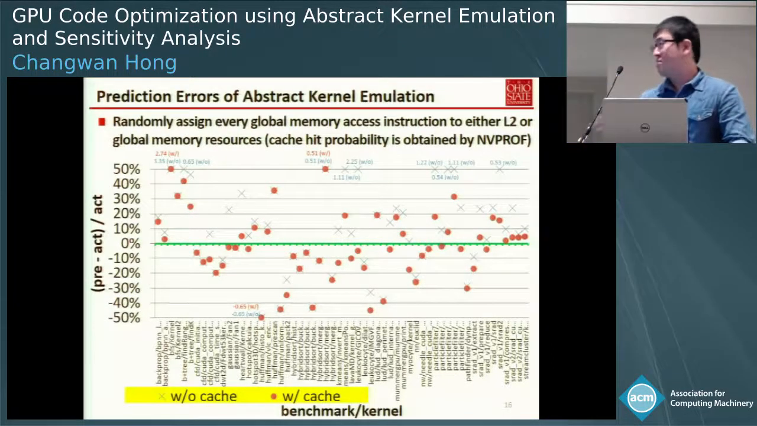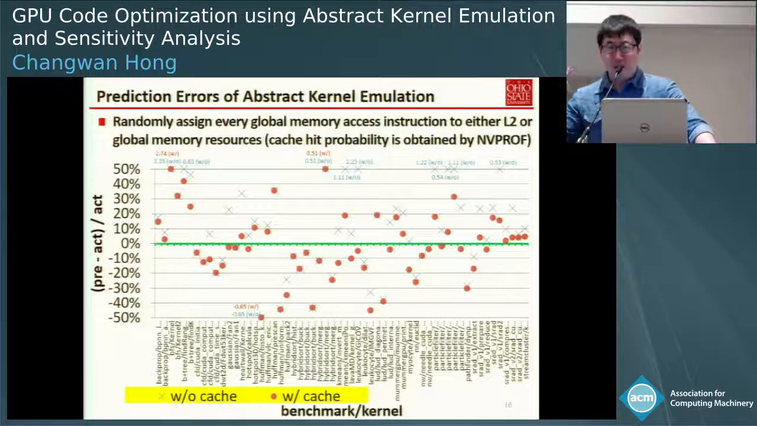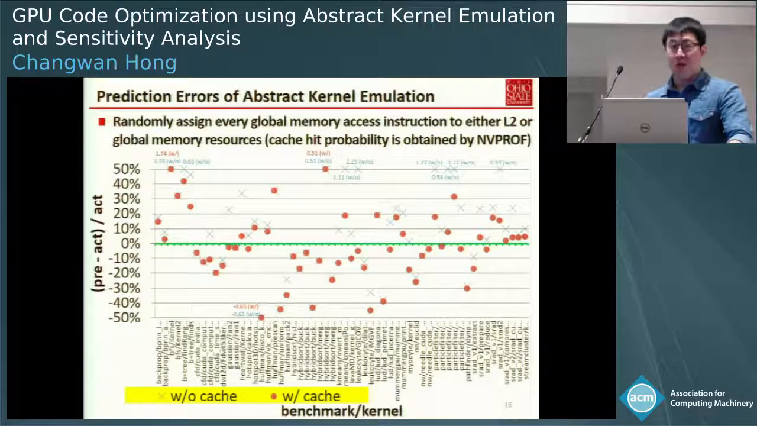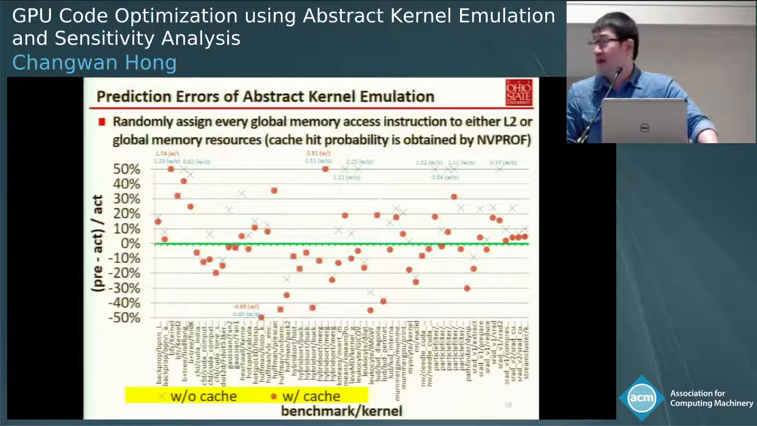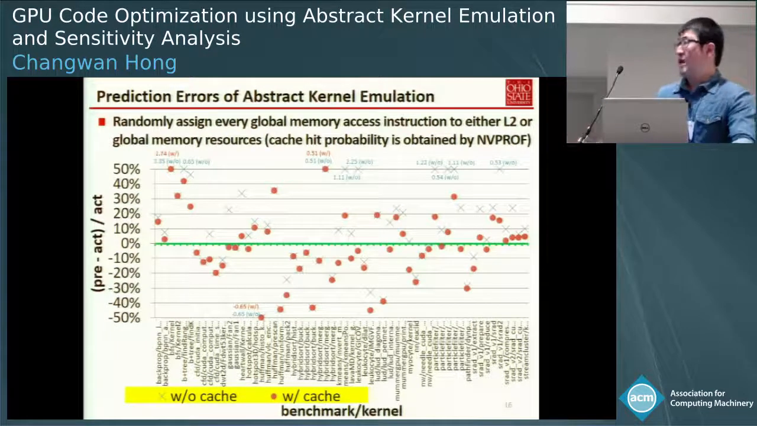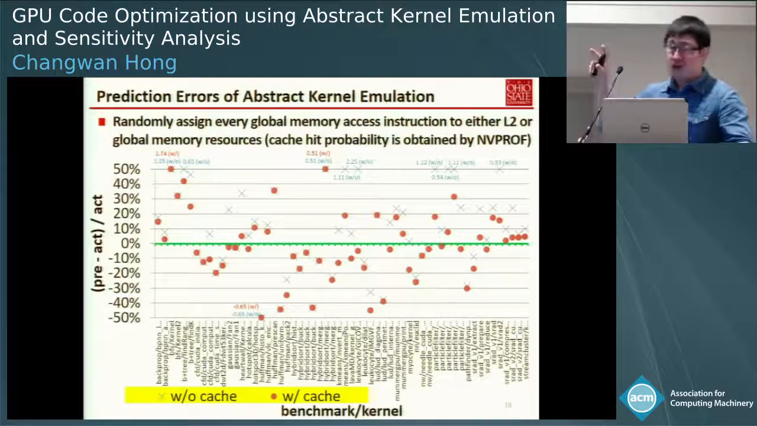Actually, performance can be significantly affected by cache, so we incorporated abstract kernel emulation with cache hit rate, which can be obtained by NVProf, which is a profiler from NVIDIA. Some details are covered in the paper, but as you can see, for the red dots, in many cases prediction errors are further reduced.